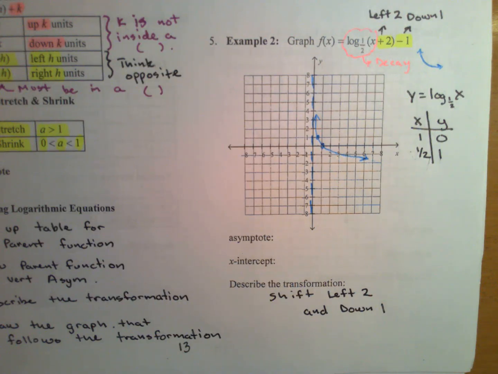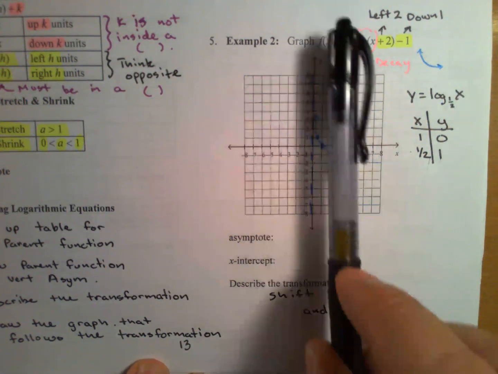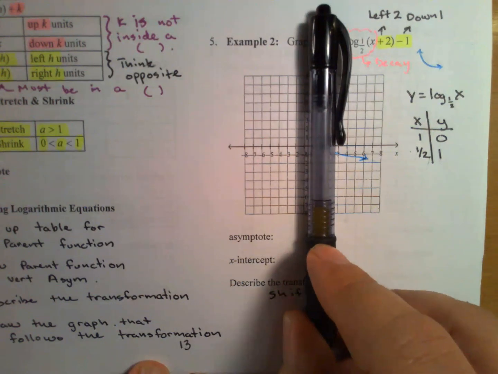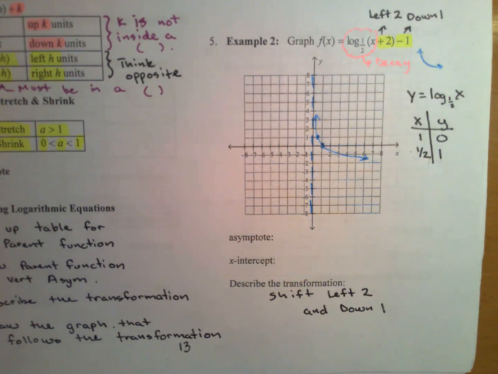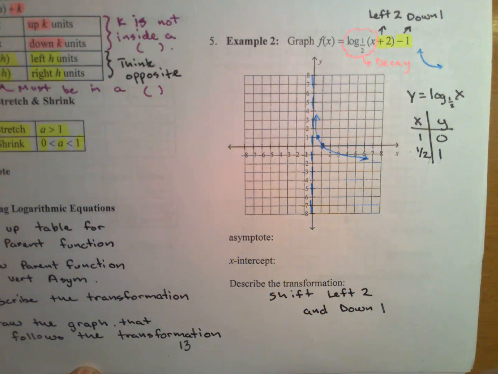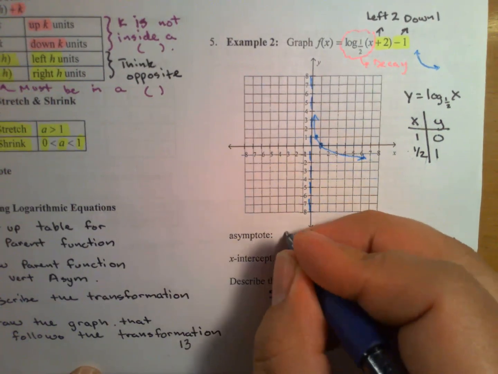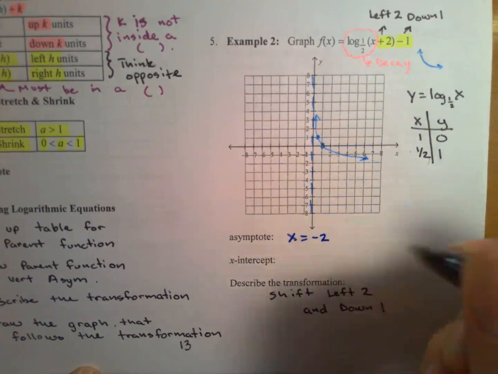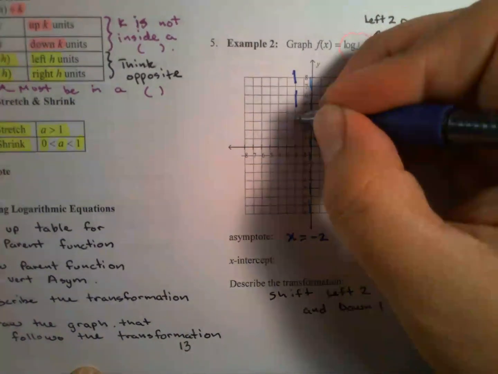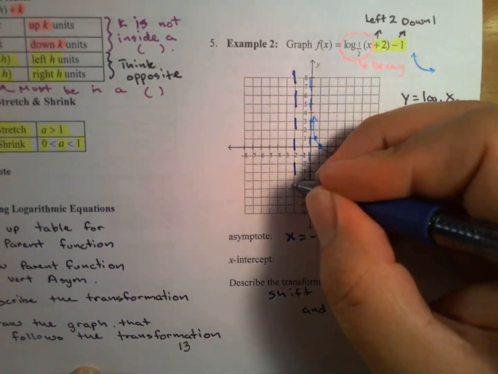Now, remember the moves we said were going to happen. The first move we said was we're going to move everything left 2 now. Remember what that means too. That means the asymptote is also moving. The original one was right here. It is now moving to the left 2 spaces. So as soon as we said left 2, that automatically affects the asymptote. So x is -2. There's the new asymptote for this problem.